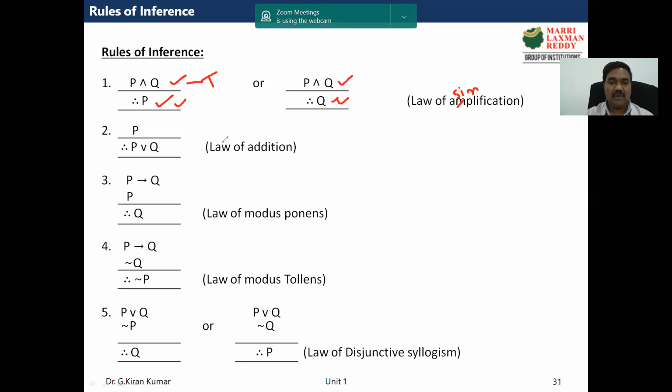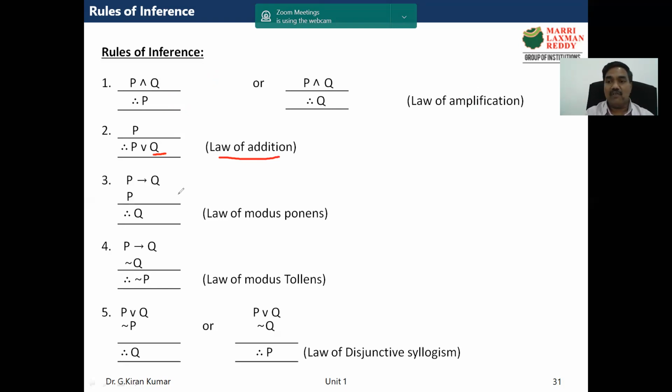The second one is the law of addition. It tells you that if P is a premise, then I can always argue P or something is a valid inference. That something I'm calling Q here. So if P is true, then P or Q is always a valid inference. Therefore, we call this the law of addition. Addition means we are adding some quantity. If P is valid, then P or something is always valid.